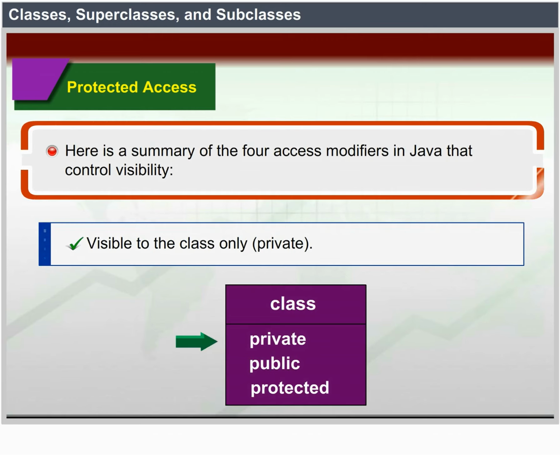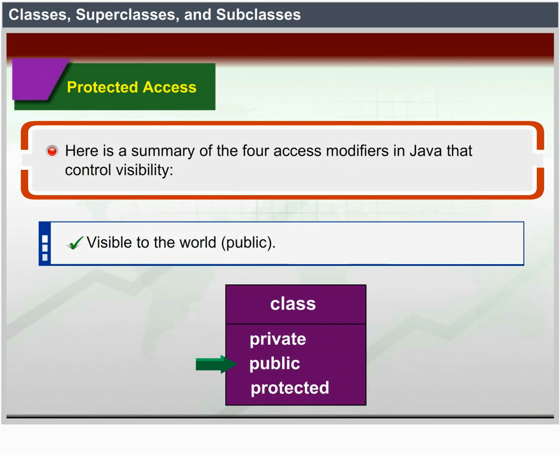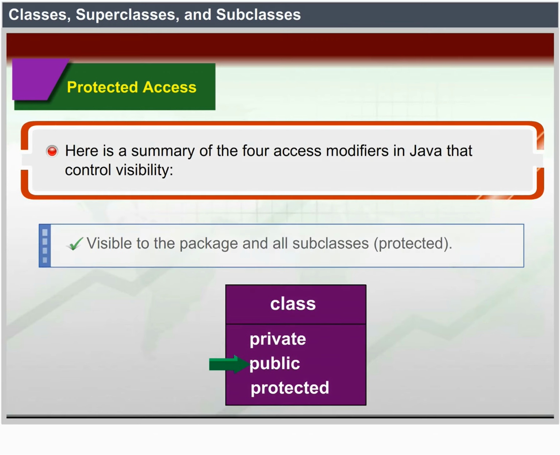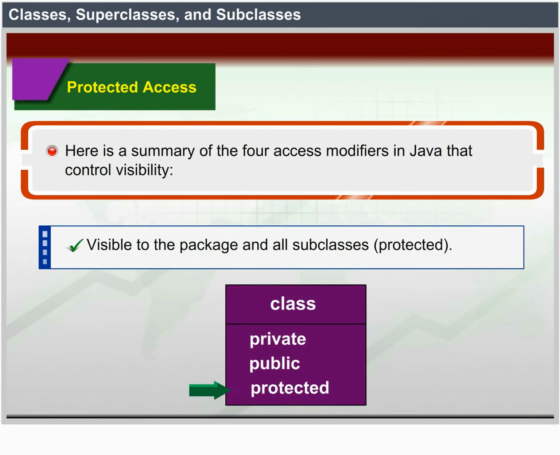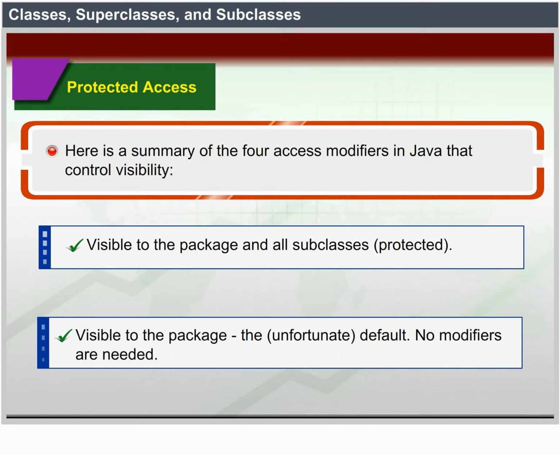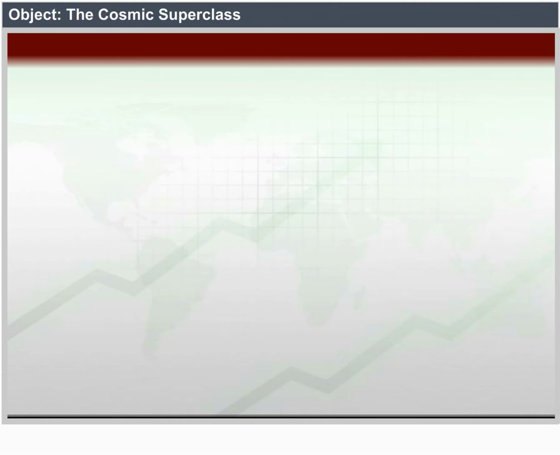Visibility to the class only, private. Visibility to the world, that is public. Visibility to the package and all subclasses, that is protected. Visible to the package, the unfortunate, that is default. No modifiers are needed.